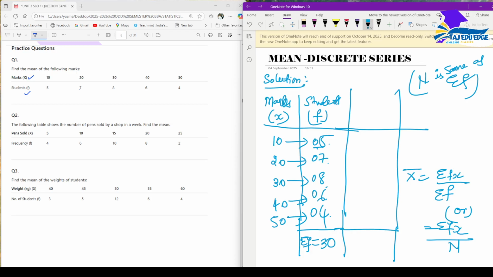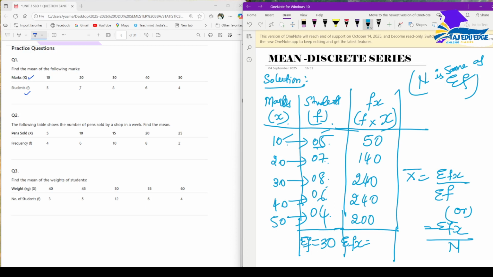Now we need the numerator. Numerator is fx. So now summation of fx, we need a column called fx, right? Fx means f column we need to multiply with x column. This is the f column, this is the x column. So now we need to multiply this with this. 10 into 5 is 50, 20 into 7 is 140, 30 into 8, 240, 40 into 6, 240, 50 into 4, 200.